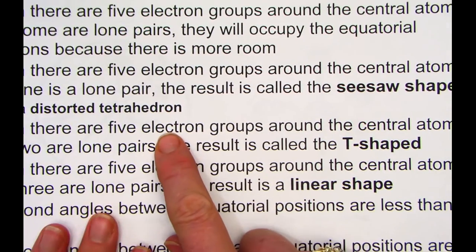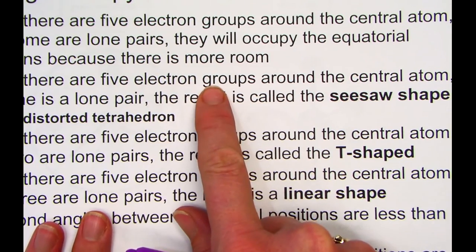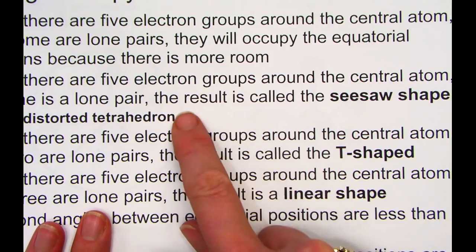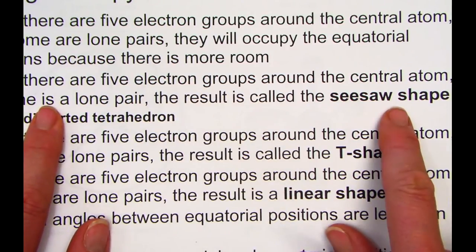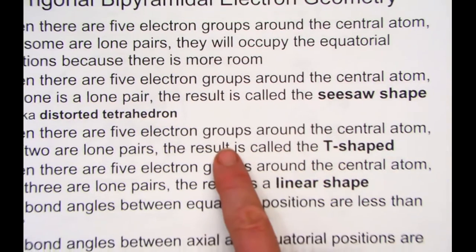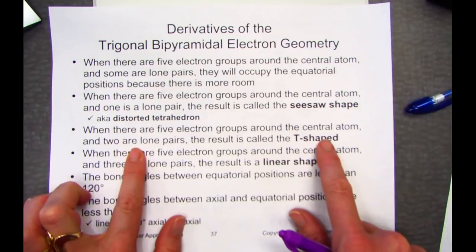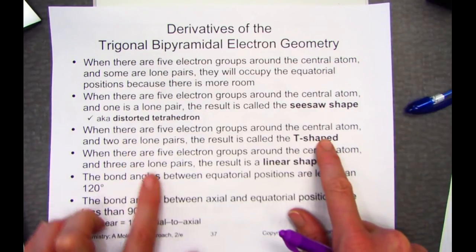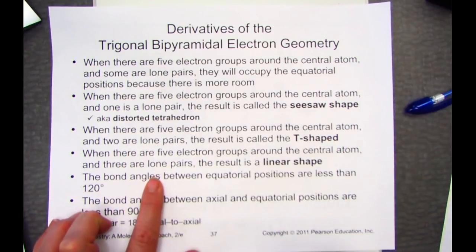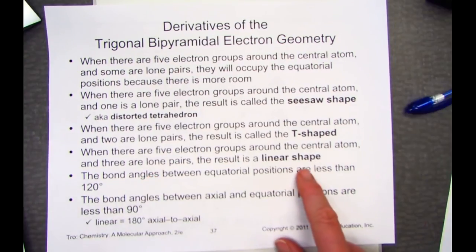So here's what we're looking at. When five electron domains are present, but only four are bonded, one is not bonded, we get a seesaw shape. When the five electrons around the central atom have two lone pairs, we call it T-shaped. And if all three of the equatorial positions have been removed, we get what's called a linear shape.